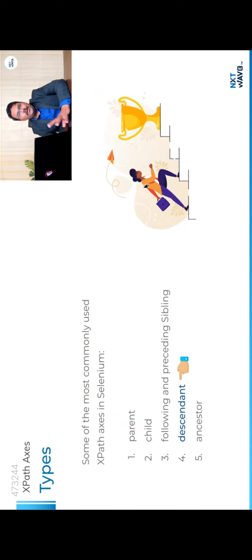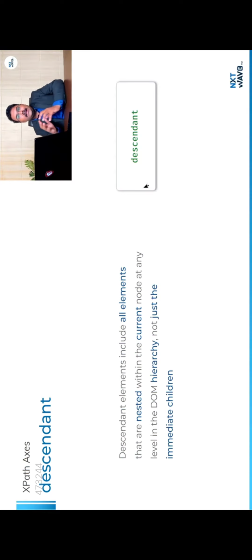All right. Moving on, let's talk about another type of XPath axis called the descendant. In this context, the XPath axis descendant is used to identify and select all the descendant elements of the context node. Remember, the context node or the current node, both these words can be used interchangeably in this scenario. Our current node is the container element which has the text Harry Potter. The descendant elements include all the different elements that are nested within the current node at any level in the DOM hierarchy. It does not just limit to the immediate children.